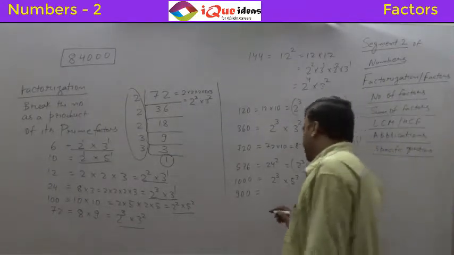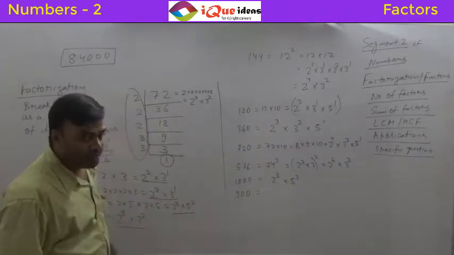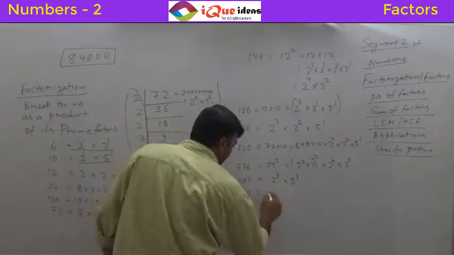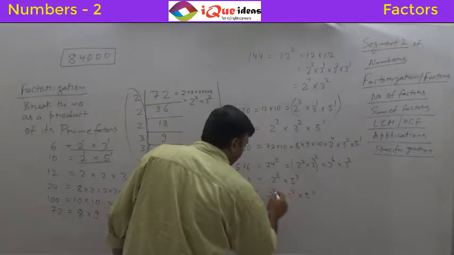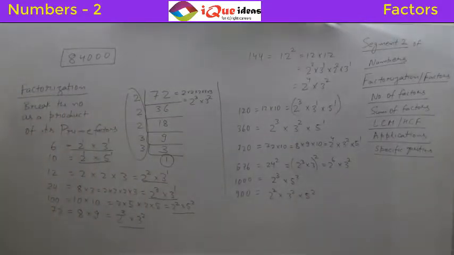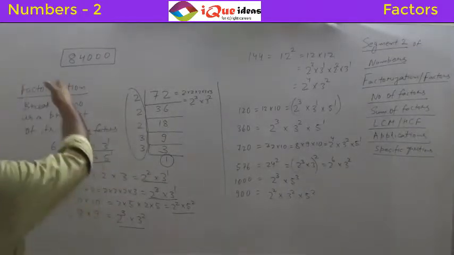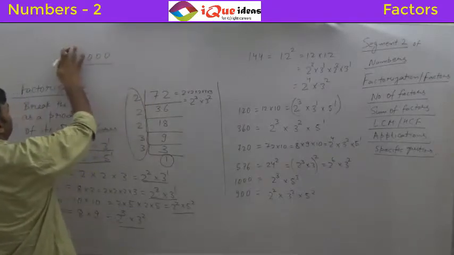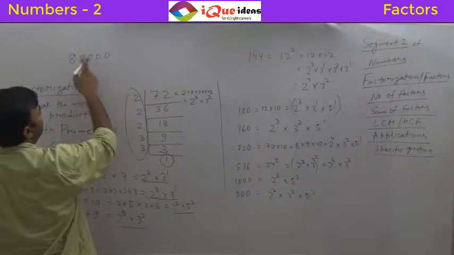Okay. Now 900 is 9 into 10 into 10, or you can also say it is 30 square. So this can be written as 2 square into 3 square into 5 square. So this is the factorized form of numbers. Take some time, just repeat, revise what you have done till now. Now once we have done the factorization part, we can find the number of factors. For example, this 84,000, you can also factorize this number. If you factorize this, it is 84 into 10 into 10 into 10. Every 0 will translate into a 10.